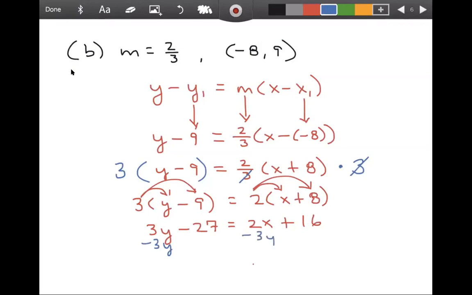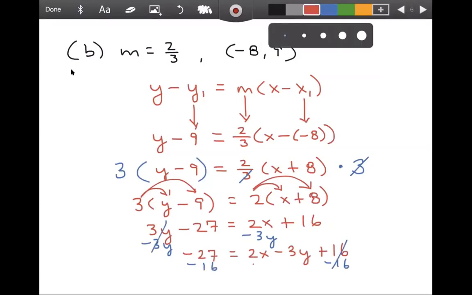Again, totally optional. You could put them on the left side. So that's going to give me negative 27 equals 2x minus 3y plus 16. And now I will subtract 16 on both sides. And I have just enough room to write my final answer.